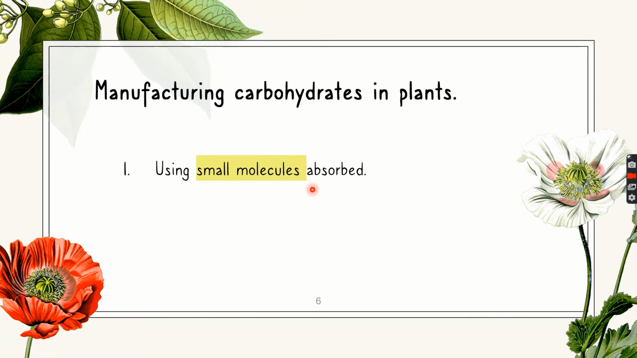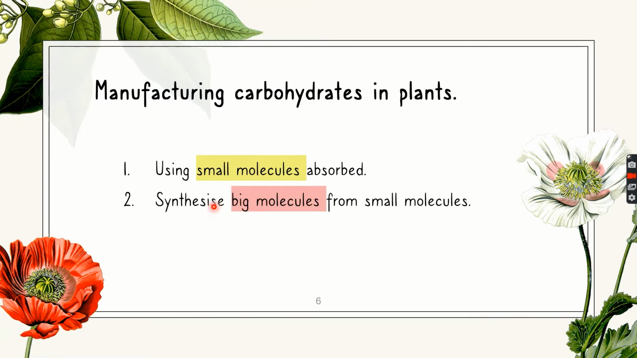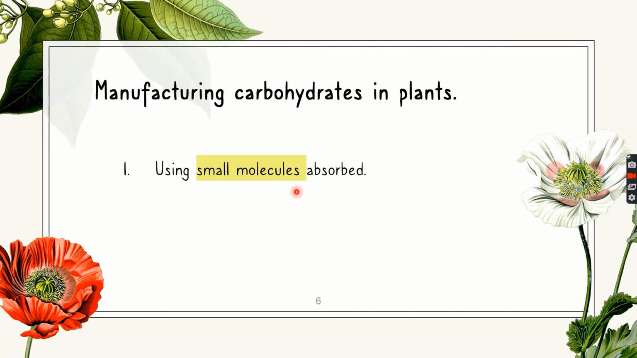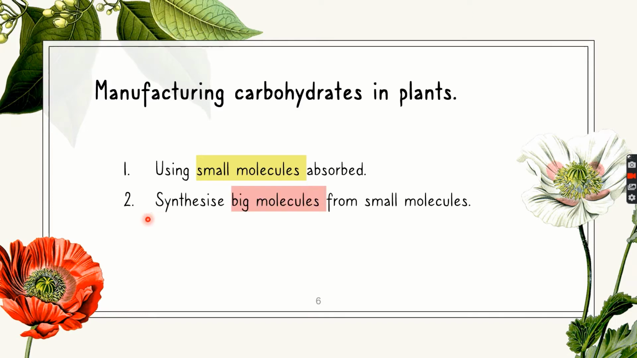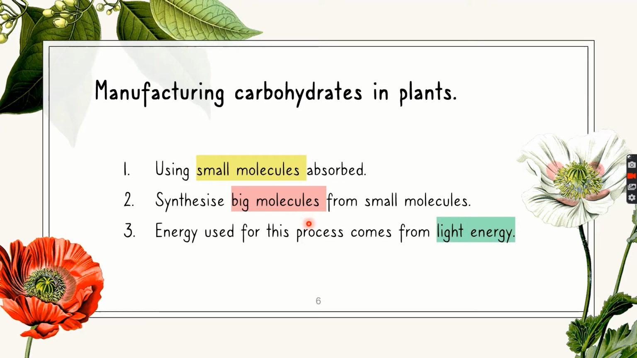They use small molecules that are absorbed. And the small molecules here we're talking about is carbon dioxide and also water molecules. And they synthesize, so they put together all of these small molecules to make bigger molecules, which is the glucose molecules. And eventually it is stored as starch, which is a complex carb. Energy used for this process comes from light energy from the sun.